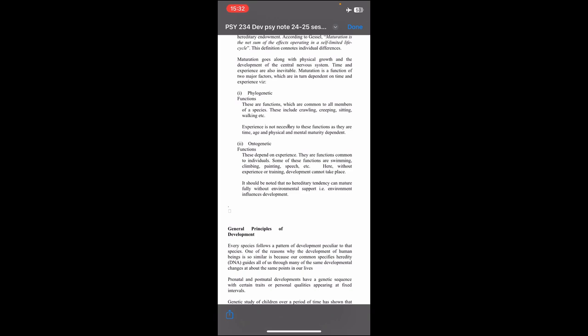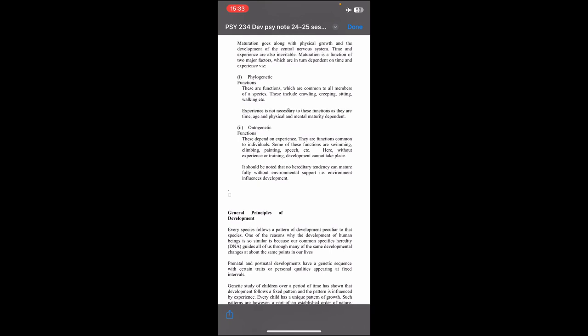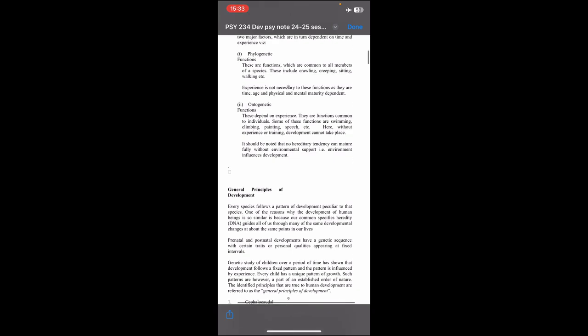So after 1 year, once the legs of the child have developed well, it will start walking. It doesn't have to go to school to learn how to walk, or how to sit and everything. Experience is not necessary to this function as they are time, age, physical and mental maturity dependent. Now for ontogenetic, this is when experience is needed. It depends on experience. So these are functions common to individuals.